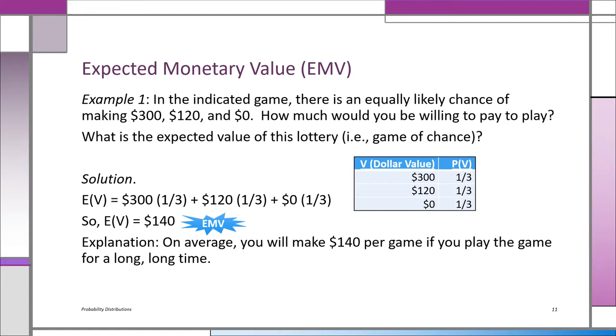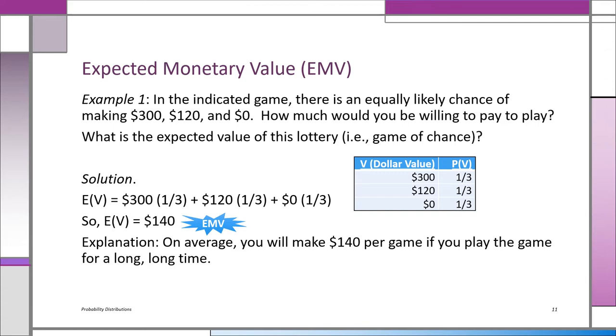So here's a game. Let's call it a lottery, whatever you want to call it. It could be a business investment. And the three outcomes are $300, $120, and zero. Suppose your subjective probability is that you believe there's a 1/3 chance you'll make $300. Now, it doesn't have to be subjective. It could be an actual roulette wheel. And it works out that there's a 1/3 chance of 300, a 1/3 chance of 120, or a 1/3 chance of zero. On average, what do you think you'll be making each time?